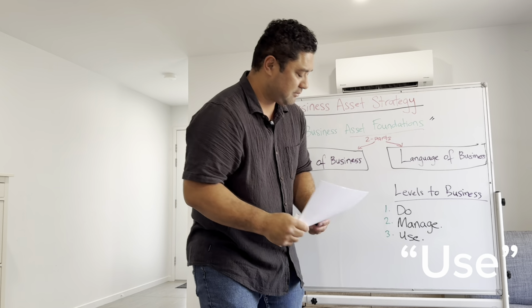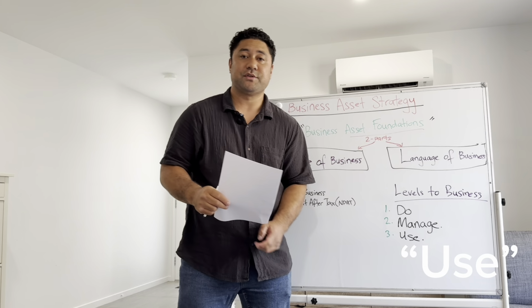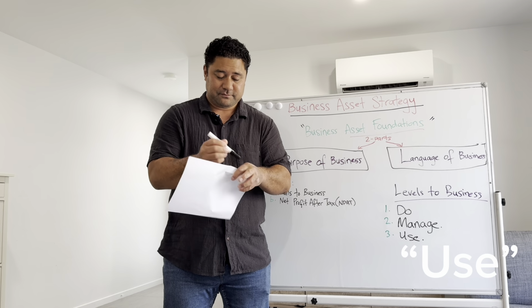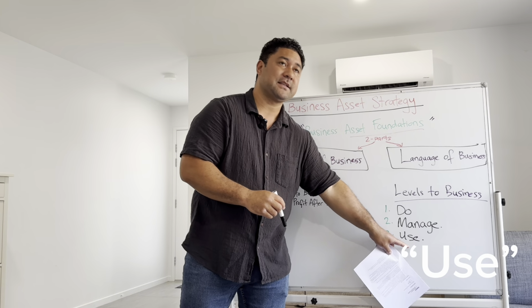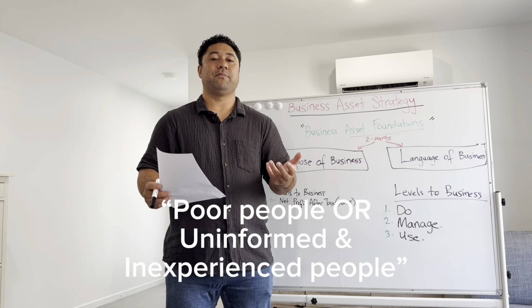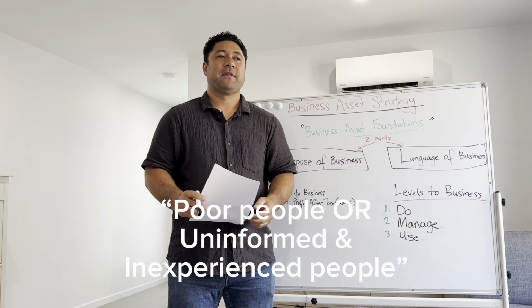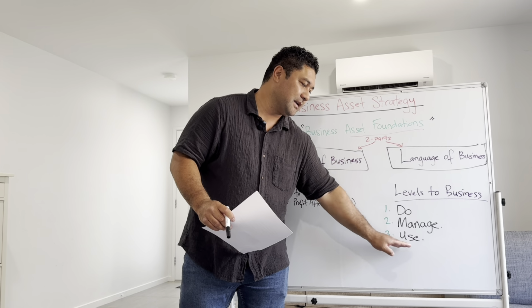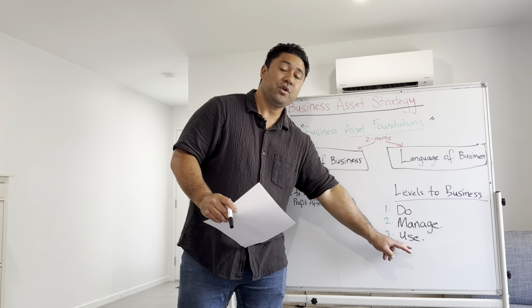Sorry, it's a bit not clear there. That's the third level. So what do I mean? This is the most important part. This is the difference between how poor people, or people who grow up from nothing and get into business, and rich people who understand these things, use business.